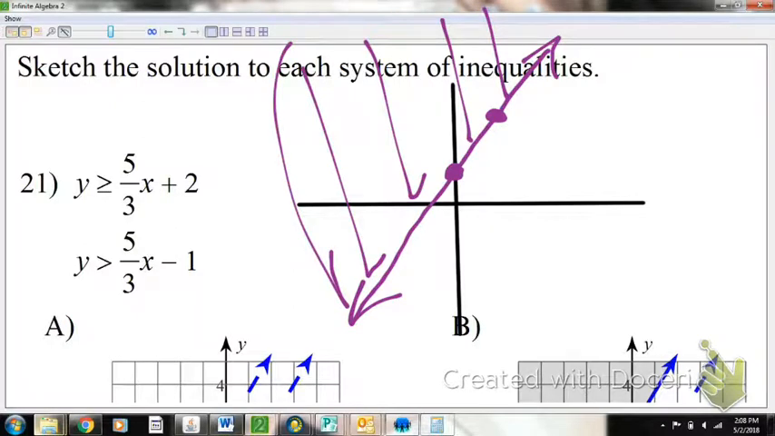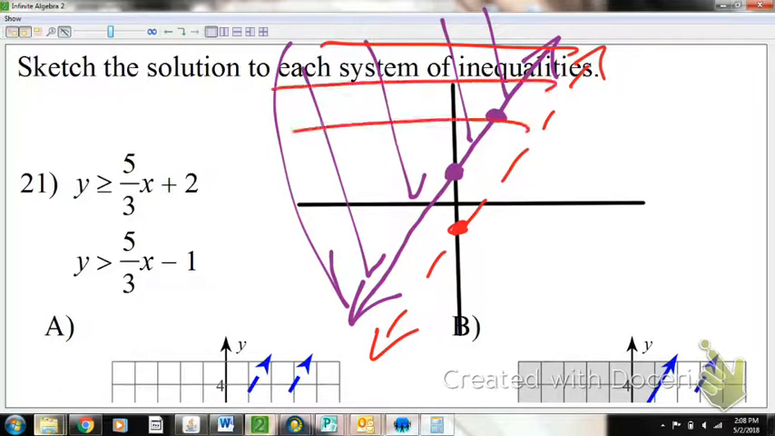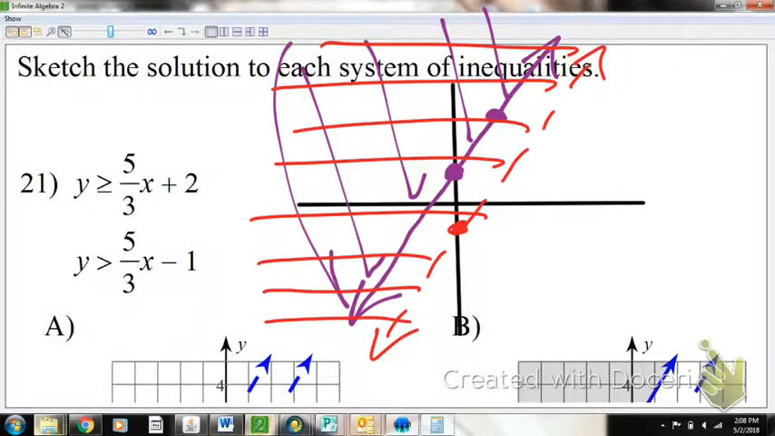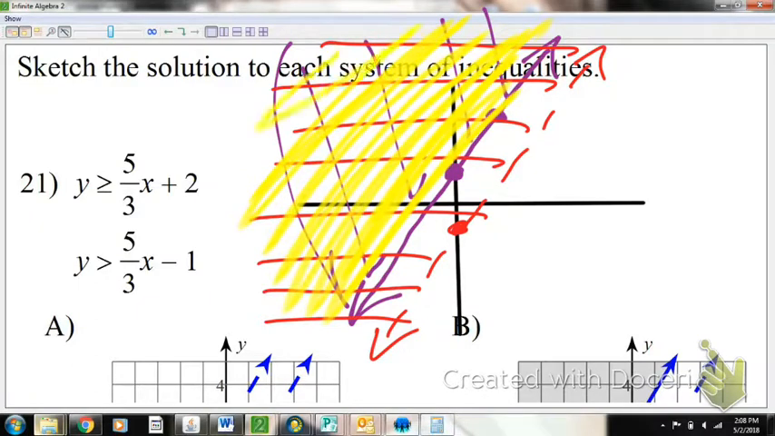The other one is 5/3 x minus 1, so it's going to have the same slope. It's a dotted line because it's just greater. And we're shading above that one also. So we'll be shading above that red line. And you can see that the area where the two lines overlap is going to be this area that is above both of the lines.